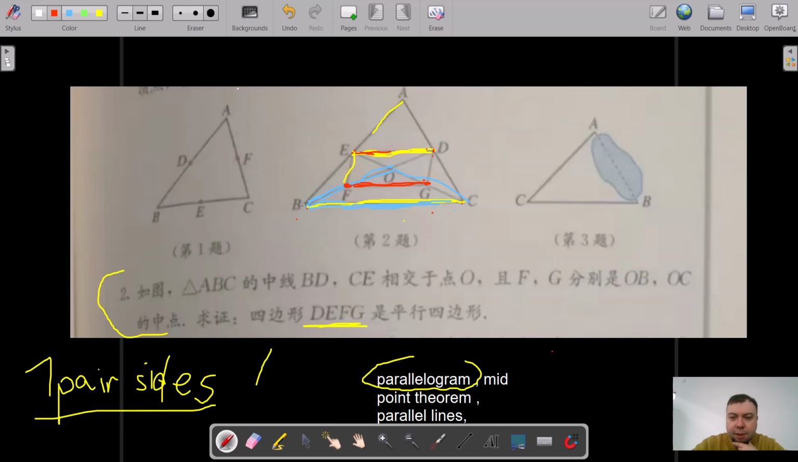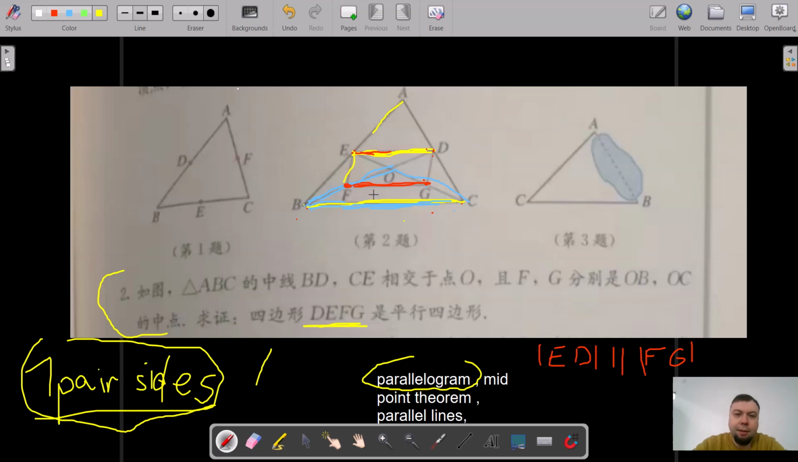ED, we can say that ED is parallel to FG. And this is enough proof. This proof is enough to say that this is a parallelogram. We can also say that EF, actually, we already know that this is a parallelogram because one pair of sides meets this requirement that at least one pair of sides are parallel.